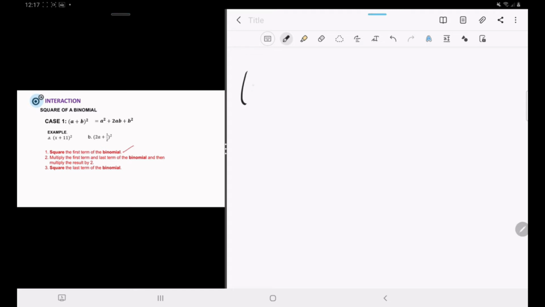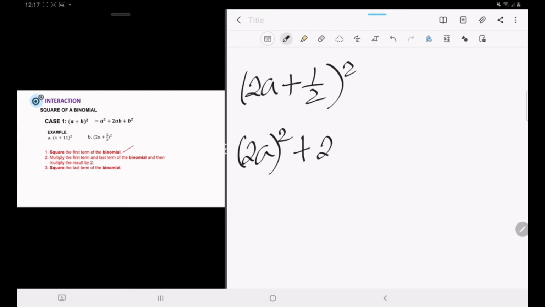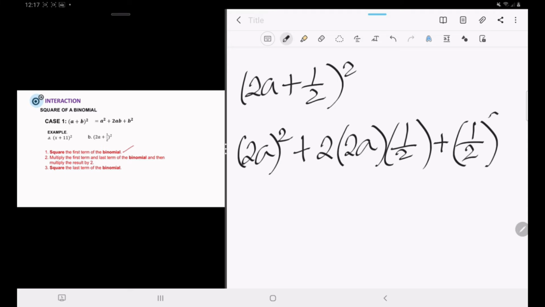Second example, we have 2a plus 1/2 squared. So using the pattern that we derived a while ago, we have to get the square of the first term. So that's 2a squared. And then twice the product of the first term and the second term of the binomial. And the third term of the product is the square of the second term of the binomial.